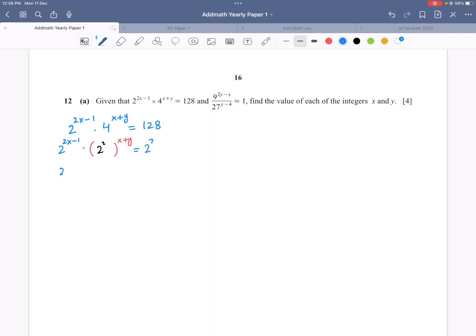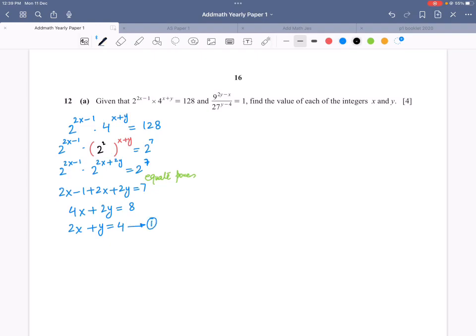Now it will be 2 power 2x minus 1 times 2 power 2x plus 2y equals 2 power 7. Since bases are the same, we can equate the powers. So it will be 2x minus 1 plus 2x plus 2y equal to 7. What we have done here is equate powers because bases are the same, a rule of indices. Now it will be 4x plus 2y equals 8, and we can divide the whole equation by 2. It will be 2x plus y equals 4. That is the first equation we got.